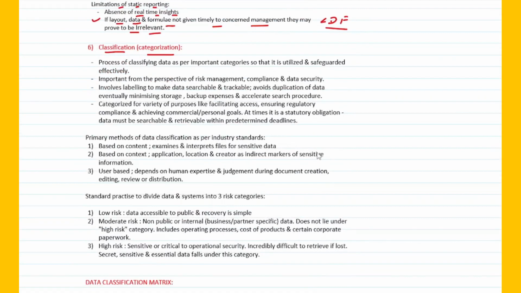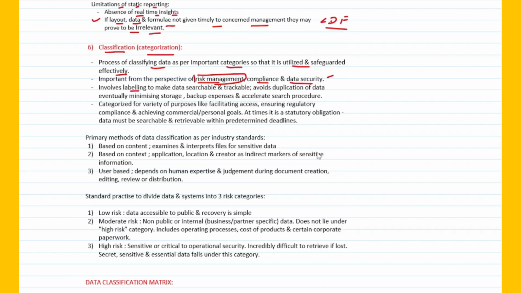Okay, what is categorization? It is to categorize or to basically break up data in whatever order that we need, so that we are able to comprehend the data rightly. Okay, first of all, it is the process of classifying data as per important categories, so that it is utilized and safeguarded effectively. So as per its utilization and as far as data privacy is concerned, classification plays a very important role. Important from the perspective of risk management, compliance and data security. Three most important points. Categorization is very important for risk management, for compliance, and for data security.